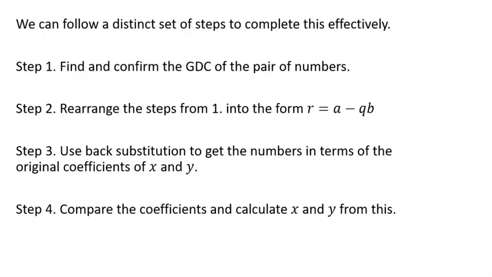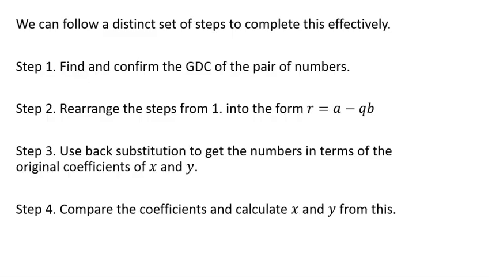To do this, we can follow a distinct set of steps to complete this process effectively. The first thing we have to do is find and confirm the greatest common divisor of the pair of numbers. This allows us to use the division algorithm and Euclid's algorithm to write it in a format where we'll have the two coefficients. We then rearrange the steps from number 1 into the format where r equals a minus qb, so essentially writing it so that the remainder is equal to something take away something. So the remainder equals some combination of our two numbers to begin with.